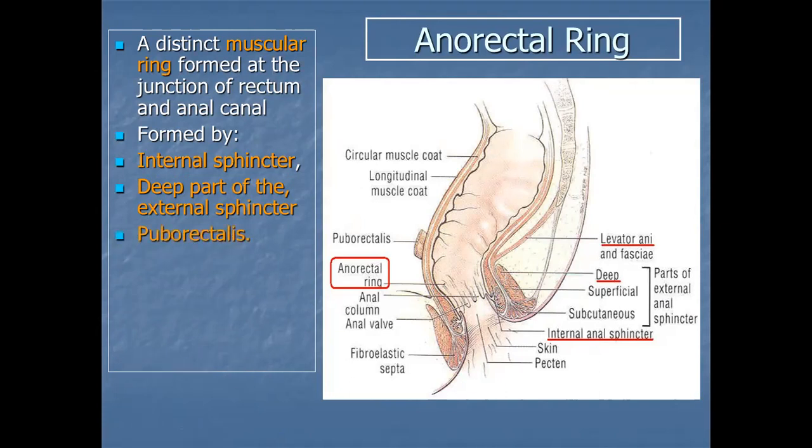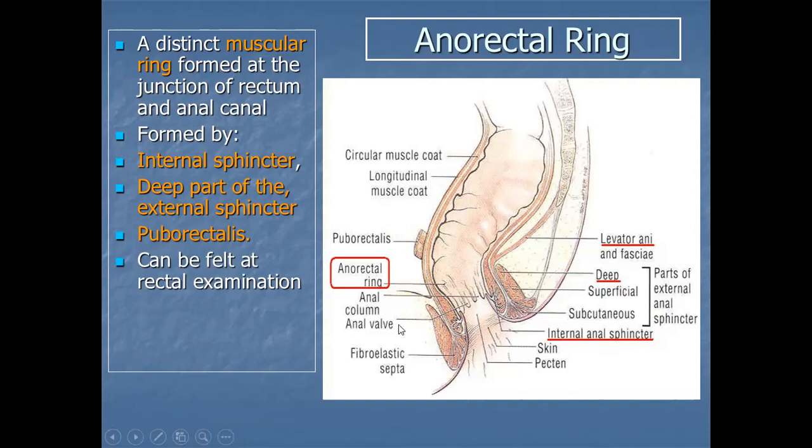Then there is a muscle called the puborectalis. We already saw that ring which was present here. The puborectalis forms a sling around this junction. So the internal anal sphincter, the deep part of the external sphincter, and the puborectalis, all three together form a very important ring called the anorectal ring.